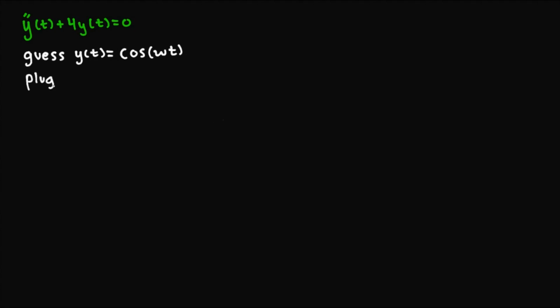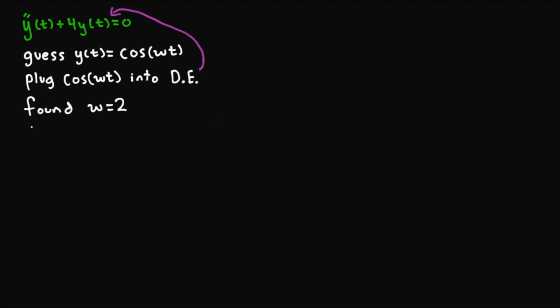Let's summarize what we previously did. We had the differential equation y double prime of t plus 4y of t is equal to 0. We saw that the graph looked like some sort of cosine wave, so we guessed that y of t was equal to cosine of omega t. We didn't know omega, so we plugged cosine of omega t into our differential equation, and we found that omega was equal to 2. The actual method we end up using will be less intuitive than this.